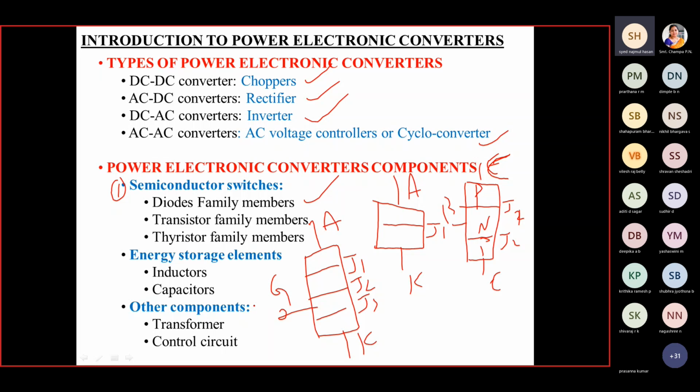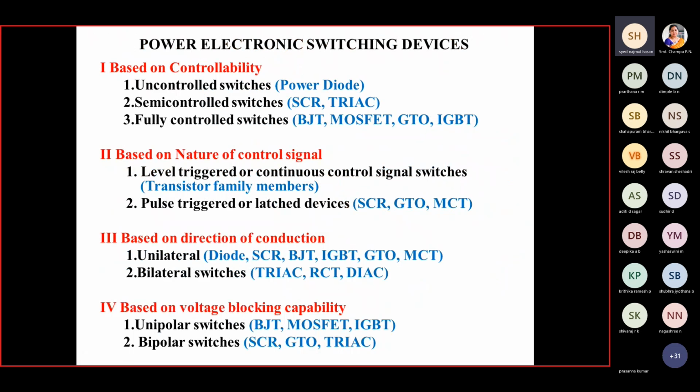Now, the other components of the power electronic converters are energy storage elements like inductor and capacitor. Other components are the transformer, control circuit, all the stuff. So these are the parts of the power electronic system. It may be semiconductor switches in the power processor, energy storing elements maybe in the load or some control part. Transformers we use for stepping up, stepping down and isolation purposes, and control circuits to give the pulses to the switches.